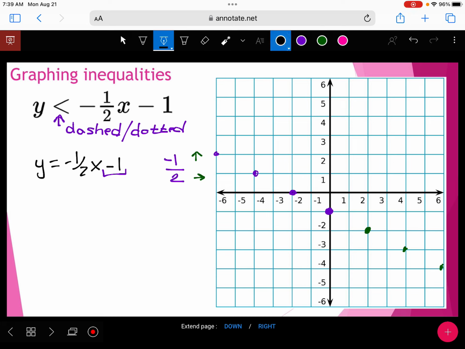And we are doing a dotted or dashed line using our rulers, when you're not on an iPad, that's a jerk. Close enough.